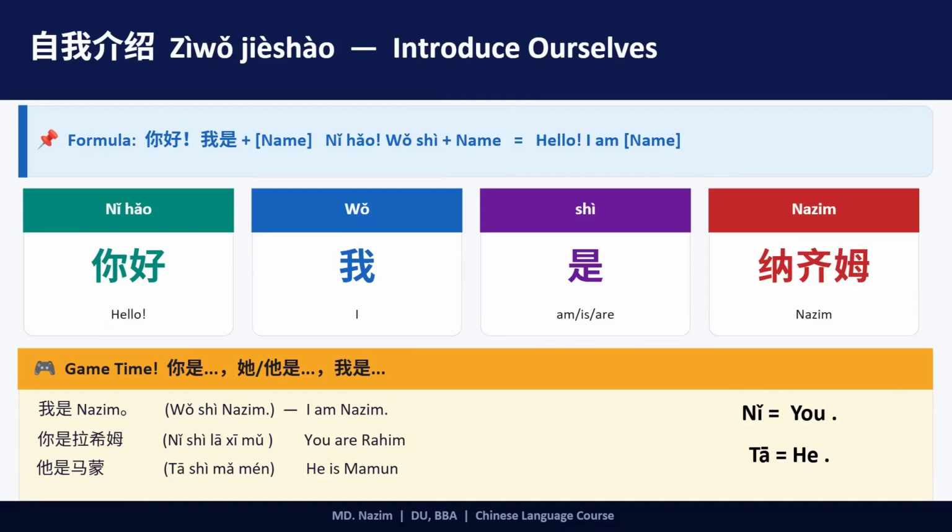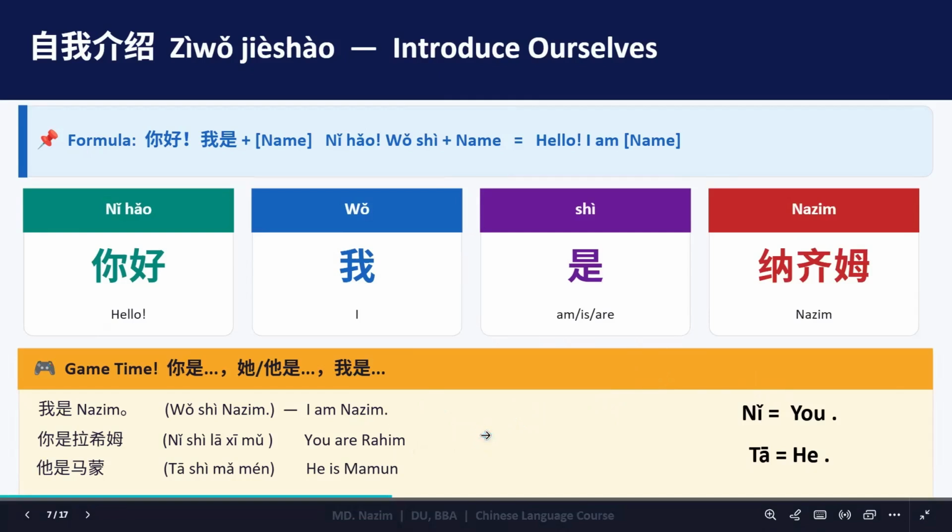So again, if we want to meet someone, we can introduce ourselves like that. 你好，我是 your name. 你好，我是 Nazim. So if we want to introduce others, we say you are Rohim in English, but in Chinese we say 你是 Rohim. Okay, got it? 你 means you.